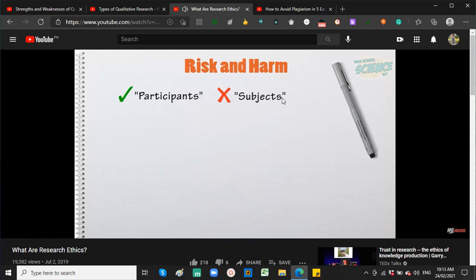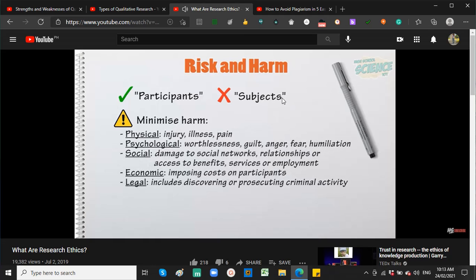A crucial part of the partnership between you as a researcher and your participants is to minimize the amount of potential harm you could cause to them. Harm can be physical, psychological, social, economic, or legal.